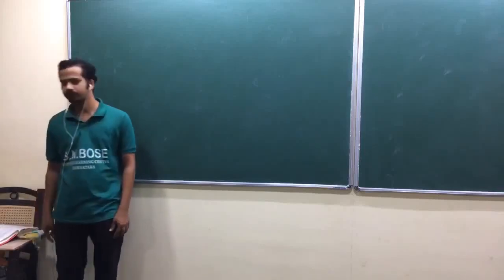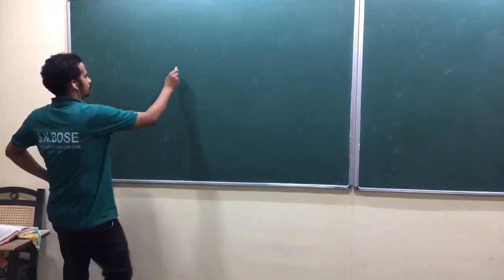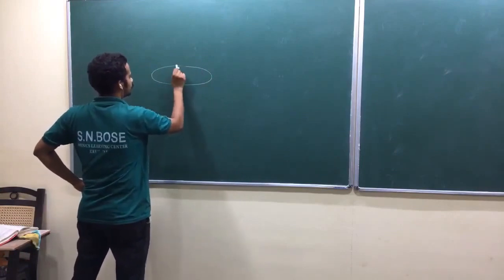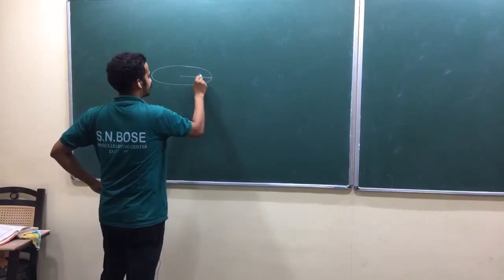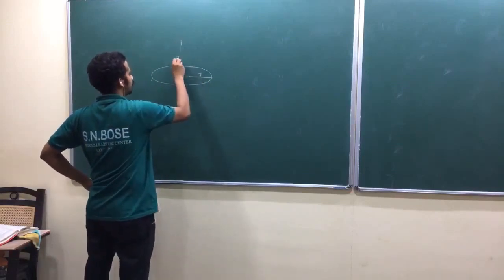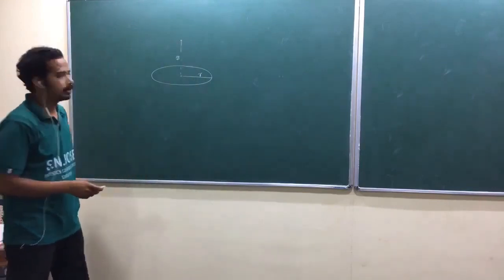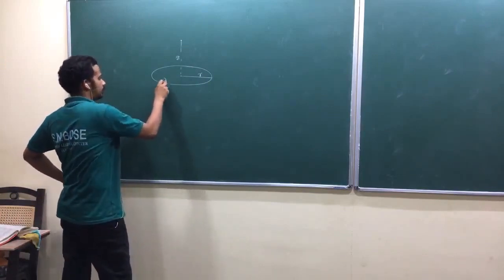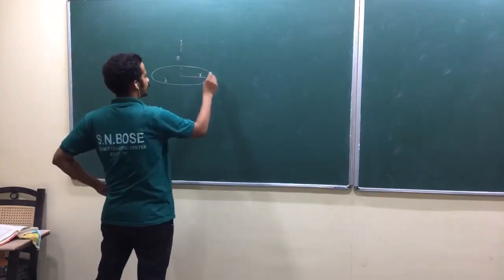2.5 and 2.6 together, fifth and sixth problem. So 2.5 was, we had a ring of radius r. You have to find the electric field, not potential, electric field at a distance z above the center of the ring. That ring carries uniform line charge lambda. You have to find the electric field at this point.